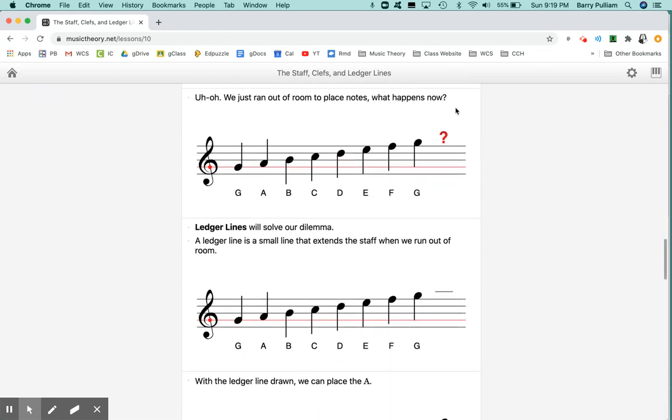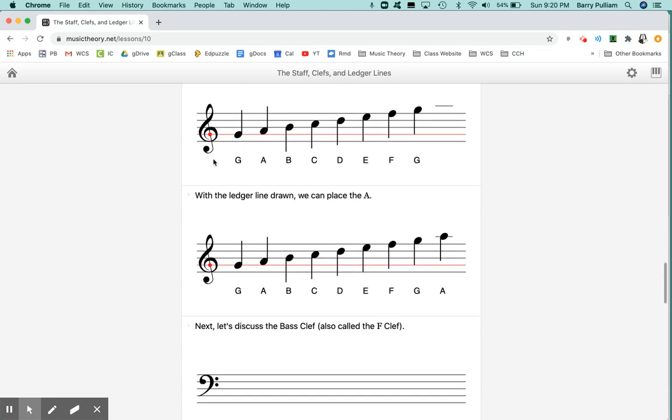Just out of room to place notes, what happens now? Ledger lines. A ledger line is a small line that extends the staff when we run out of room. That's a ledger line. It's empty. It's very unusual to see an empty ledger line unless there's another one above it that has a note on it. They can also extend below the staff. With the ledger line drawn, we can place an A.